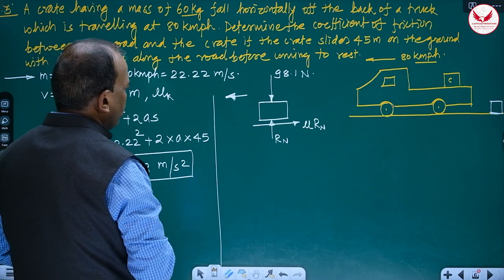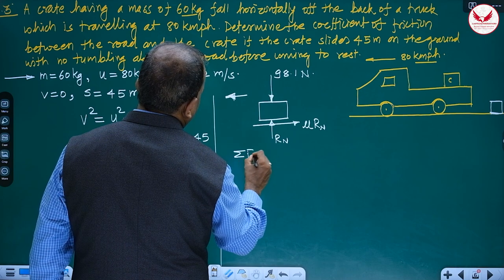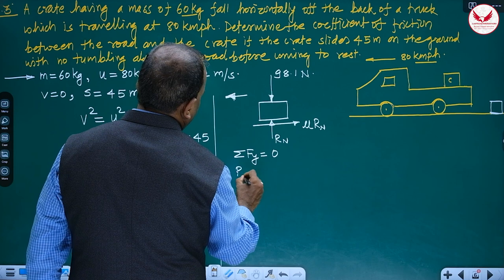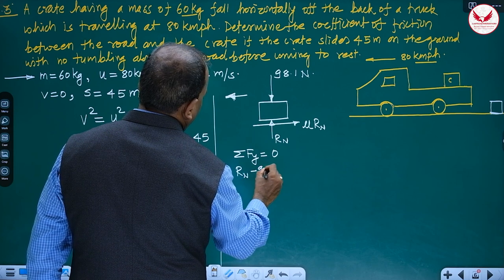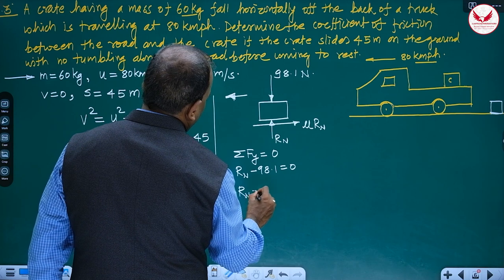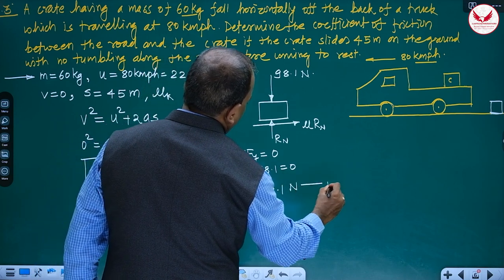First, what do we have to do? Use Newton's second law in y direction: summation Fy is equal to 0, because Ay is 0. Then I'll get Rn minus 98.1 equal to 0, so Rn is equal to 98.1 Newton. This is equation 1.